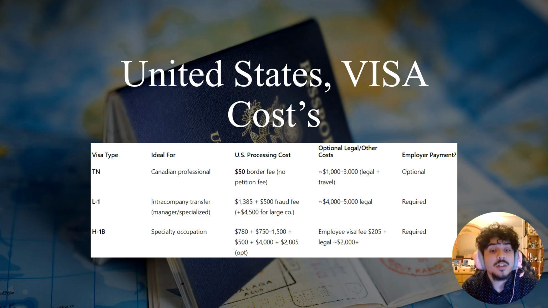The other visa type is H-1B1, a specialty occupation visa with many different US processing costs: $780, coming through as 750 and 1,500, and this is all optional, but there are many different legal proceedings, costs, and petition fees that come through. Additionally, we have employee visa fees of $205 and legal fees of up to $2,000, and employer payment would be required throughout this payment and transfer.